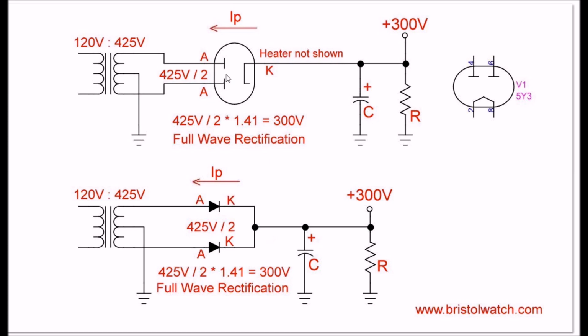Now let's draw the same full wave rectifier setup with diodes. You have them down here, anode to cathode, anode to cathode. Again, the same effect as before. And remember, diodes only conduct in one direction.